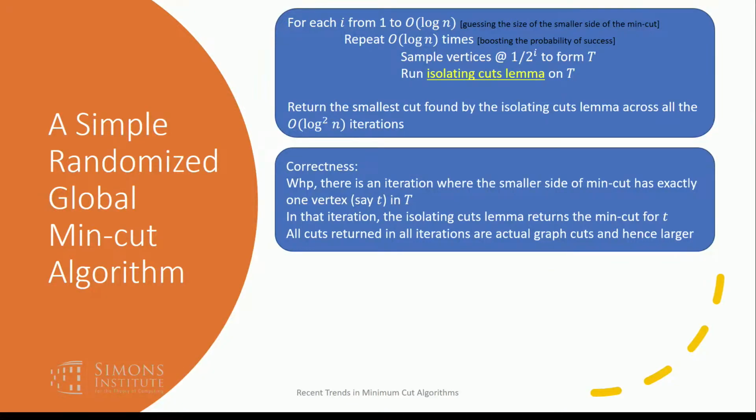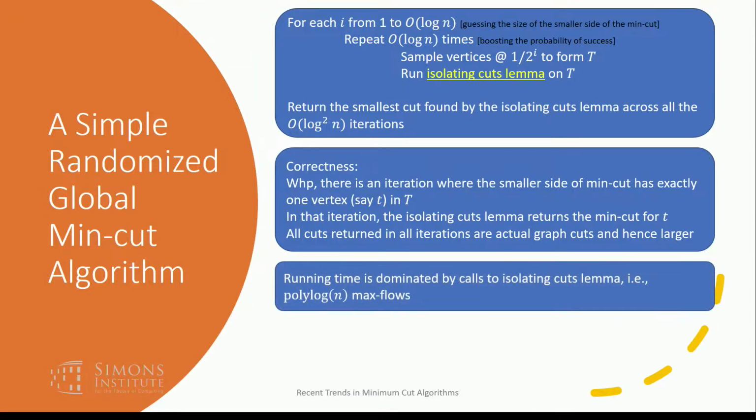And finally, what about the other cuts we find? Well, they're all valid cuts in the graph, so they can only be larger. So taking a global minimum will indeed recover the correct global min cut. And the running time of this algorithm will be dominated by polylog calls to the isolating cuts lemma, plus some near linear time post-processing. And therefore, we will show that the isolating cuts can be solved in polylog max flows, and therefore the entire algorithm will run in polylog max flows.